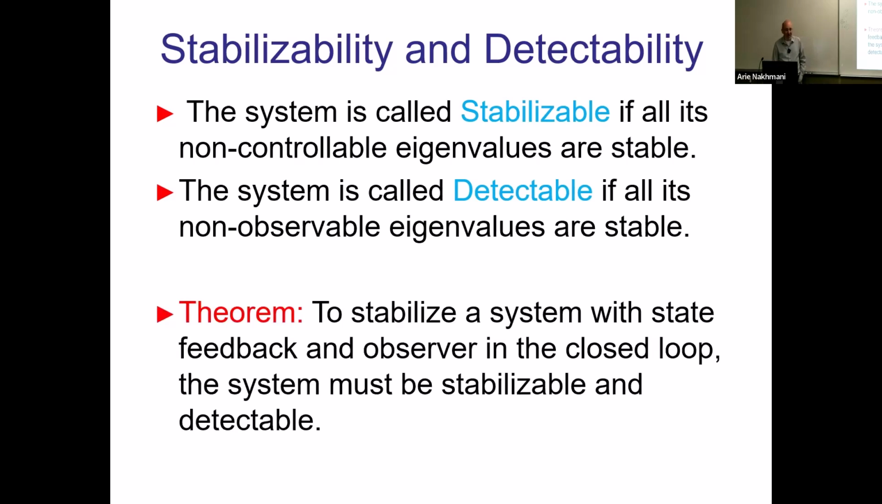And to stabilize the system, obviously, where you need both state feedback and observer in the closed loop, it needs to be stabilizable and detectable. But this is pretty obvious, because you cannot design half of the system, you cannot design the entire system. This is how it works. Any questions?